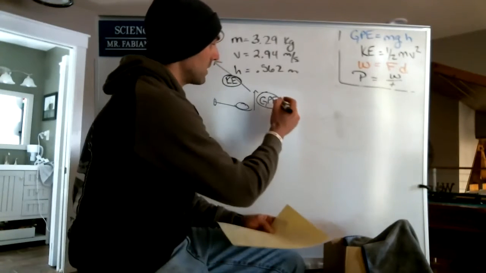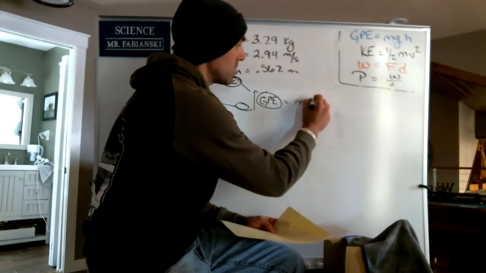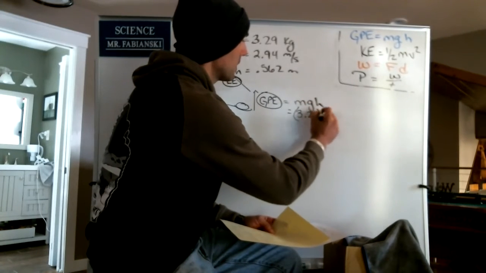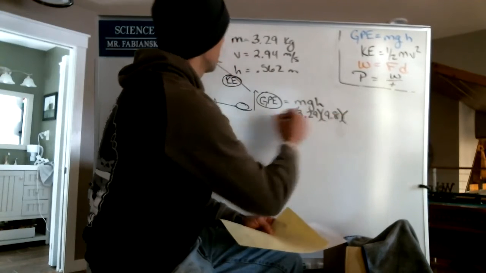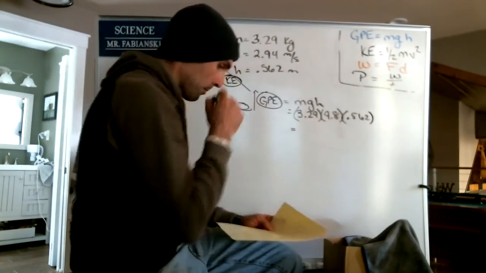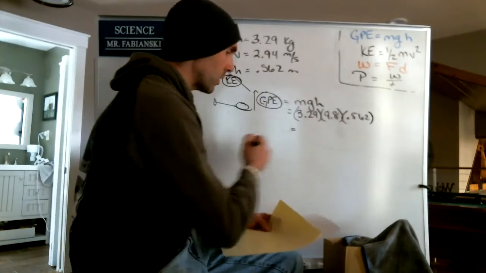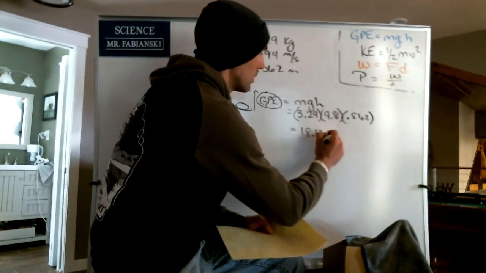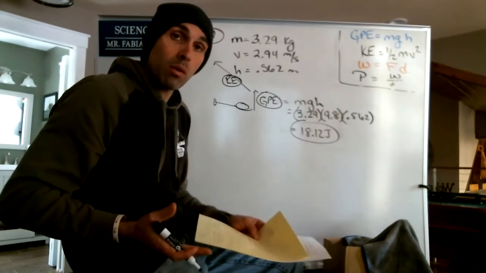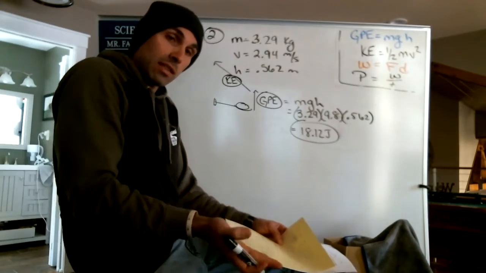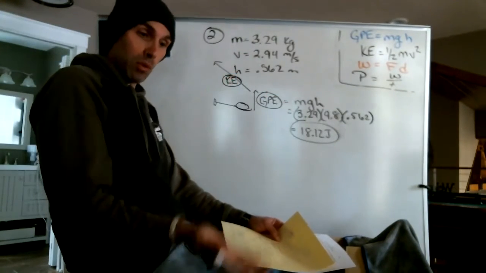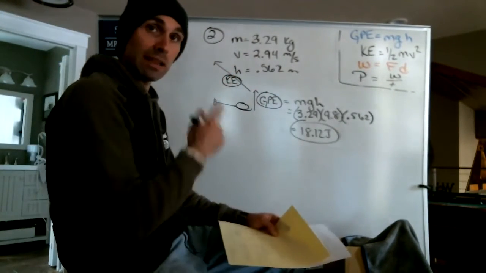All right, so for the GPE portion, that is mgh, which is really 3.29 times 9.8 times a height of 0.562. Multiplying all of these out, we get 18.12 joules. Okay, it's part of it. So that 18.12 joules was the energy needed to get the snow and then lift it. That was the energy that was gained, the work that was done. Let's move on.